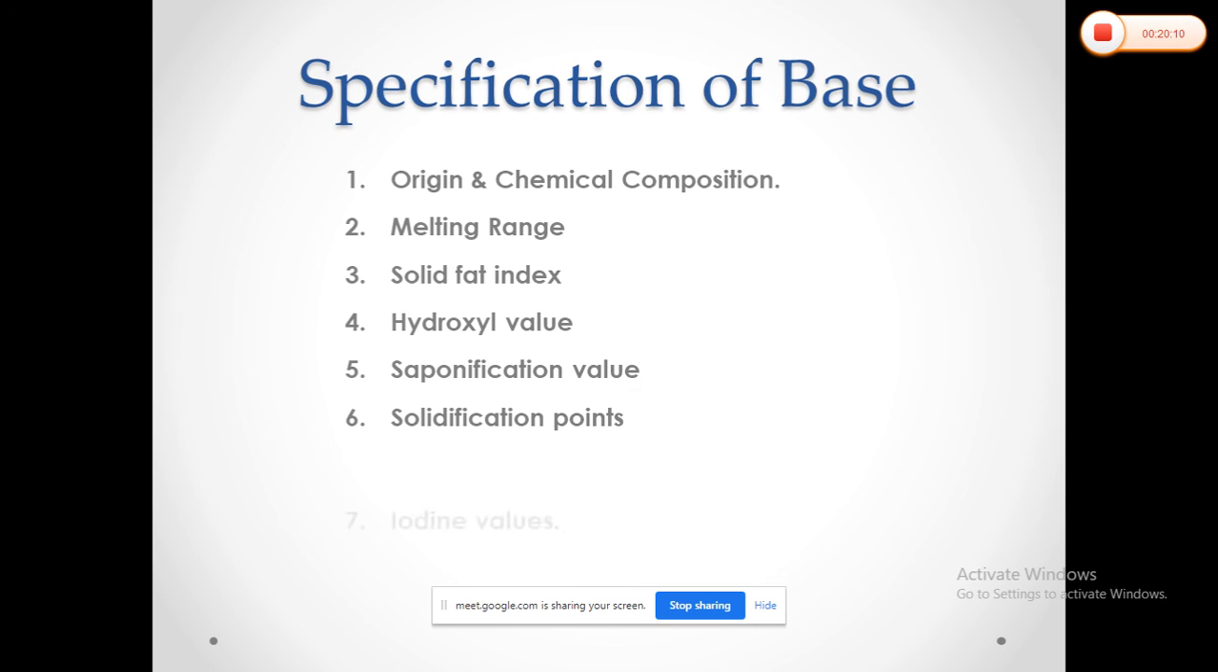Then another important point is the iodine value. So here again, the value expresses the number of grams of iodine that reacts with 100 grams of fat or other unsaturated materials, whereas the hydroxyl value, saponification value or acid value are reacted with 1 gram of the fat. Here the iodine value is that which reacts with 100 grams of fat or other unsaturated materials.